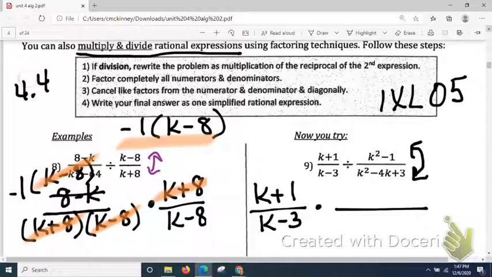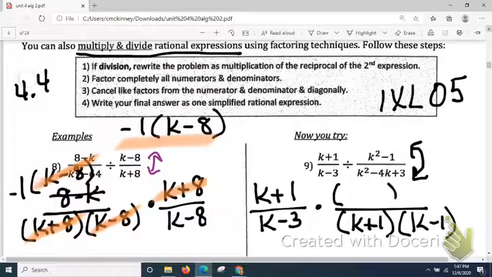So that numerator is a difference of squares. It factors as k plus 1, k minus 1. And that denominator, two things that multiply to be +3 but add up to -4, would be -3 and -1. And then now we just cancel everything that we can whether it's in the same fraction or two different fractions, as long as one's on the top and one's on the bottom. So k minus 3's, k plus 1. And if everything cancels, what do you think that is?